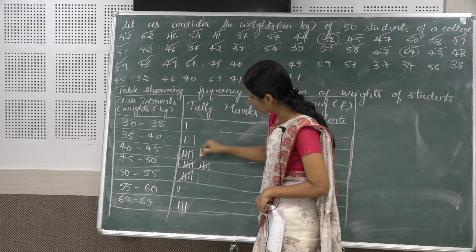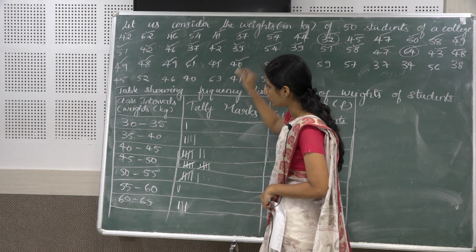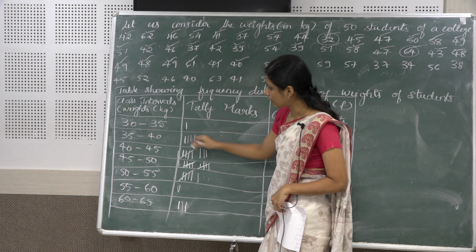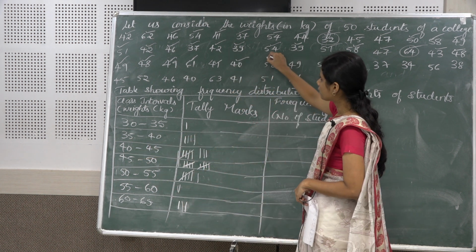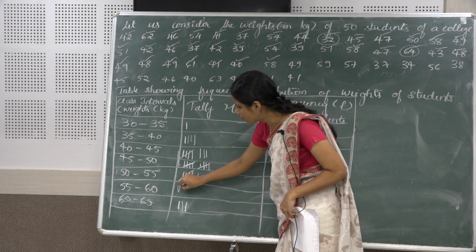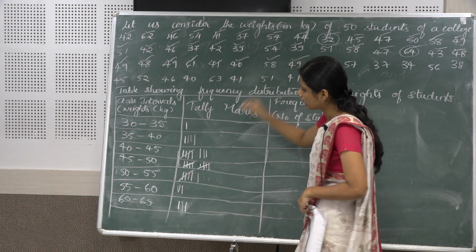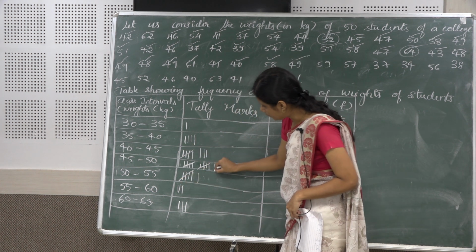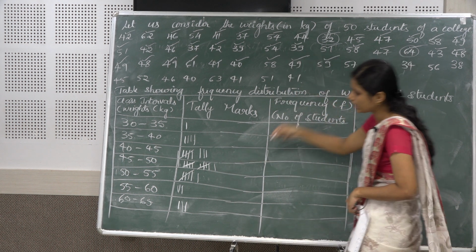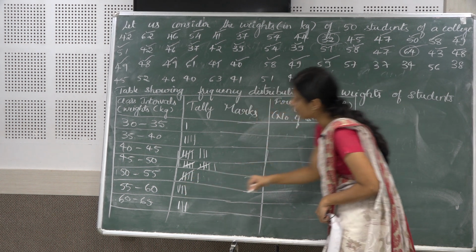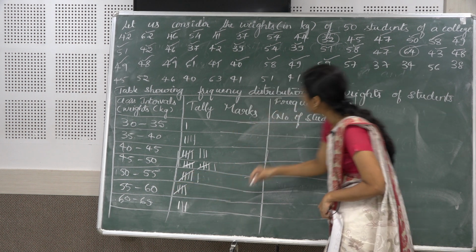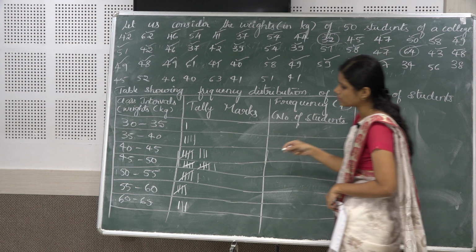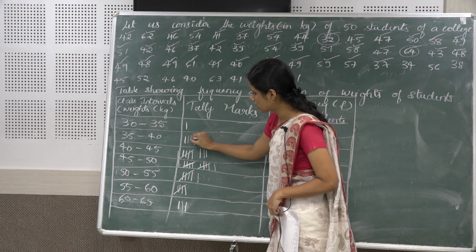41 lies in 40 to 45 class. 40 again in 40 to 45 because 40 is not included here. It is included in the next class. Next 58. 58 lies in 55 to 60 range. 49 lies in 45 to 50. 59 in front of 55 to 60. 57 again in the same class. Mark it diagonal. Then 37 comes in 35 to 40 range. This is the fifth one.